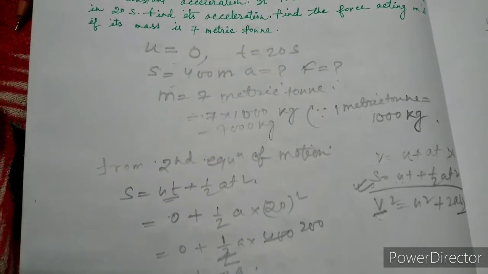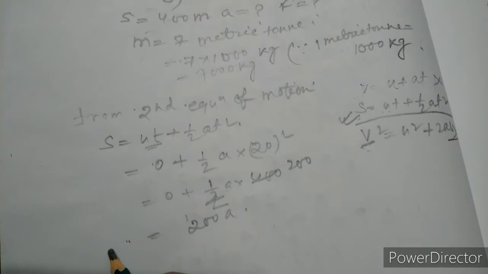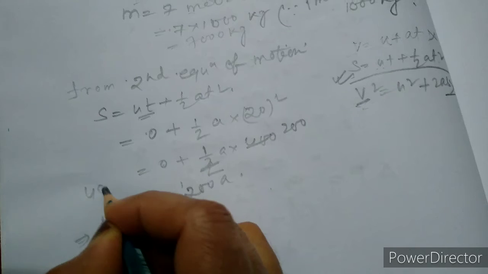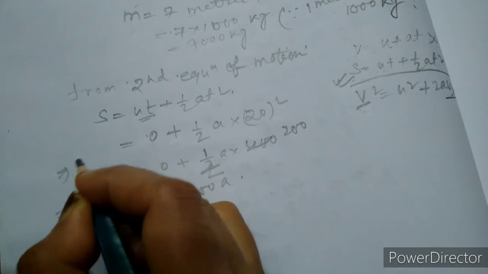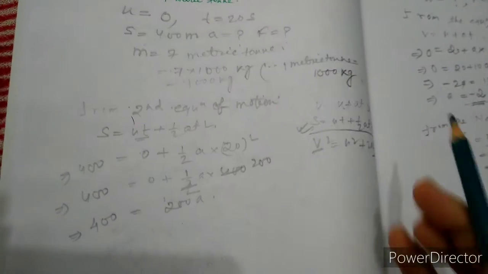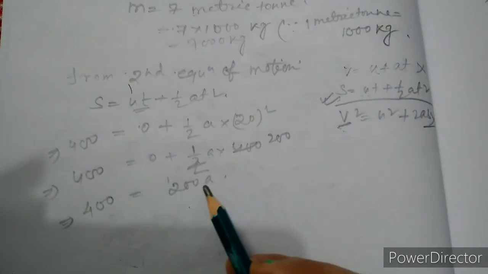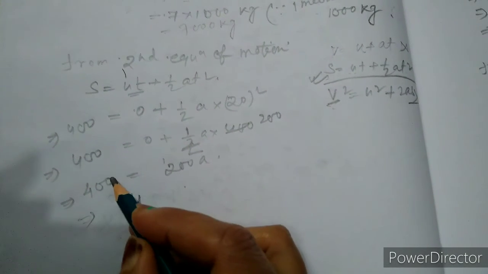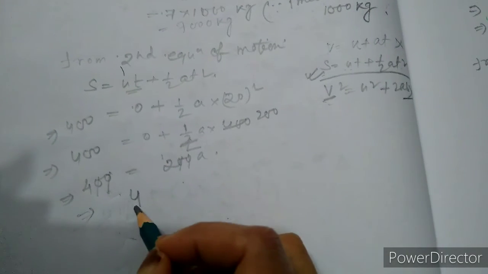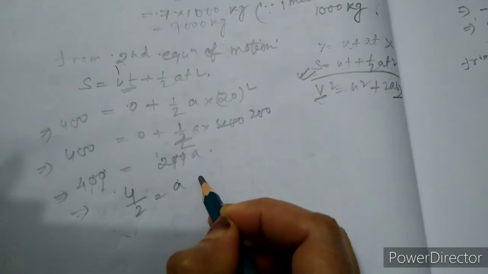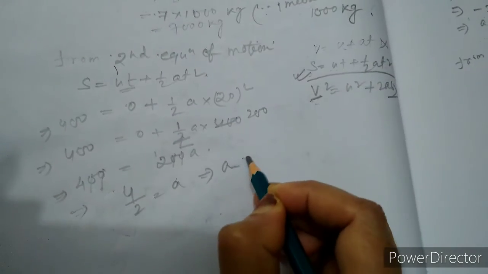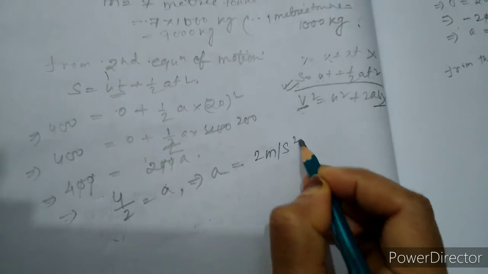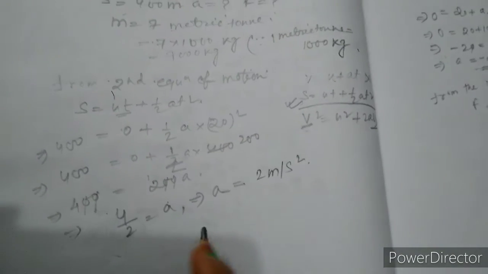S is the distance, 400 meters. So you put on this side 400 meters. Now 400 is equal to 200a. From here you can calculate directly, you can cut down these zeros. So 400 by 200, that is 4 by 2, is equal to a. Hence a is equal to 2 meter per second square. This is the value of a, that means you have got the acceleration.